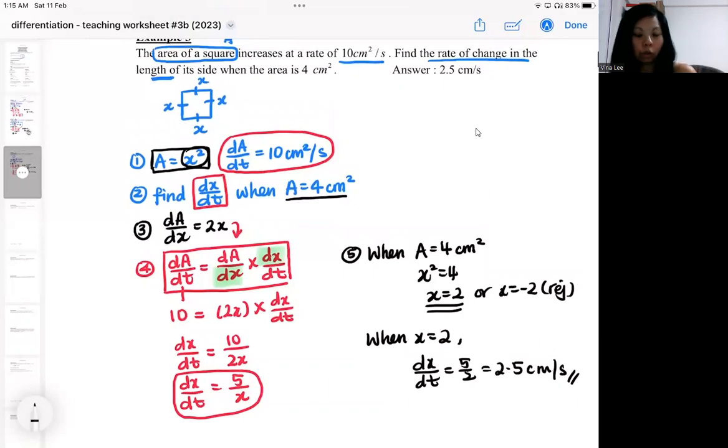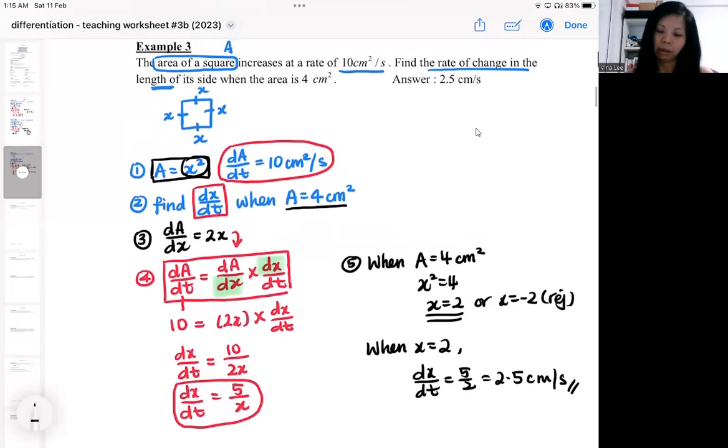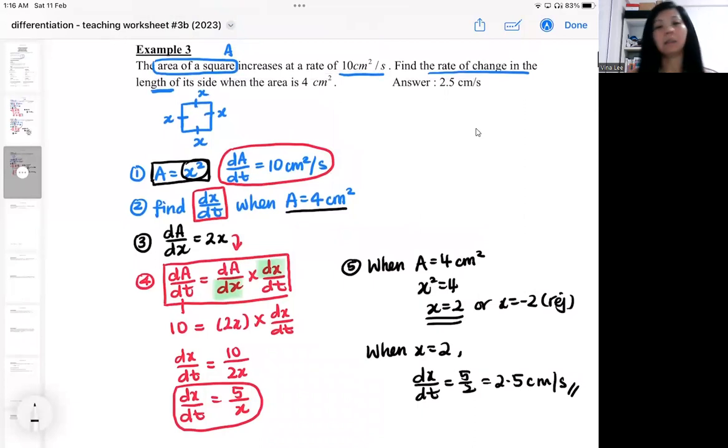Okay, so I hope you can see that I'm still using the 5 steps. Try to go with the 5 steps, unless you are okay with your own sequence. But if you're always getting confused, please stay with the 5 steps.